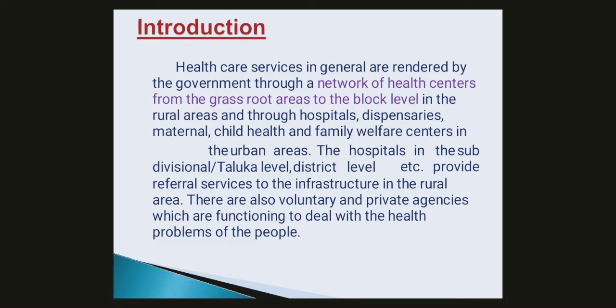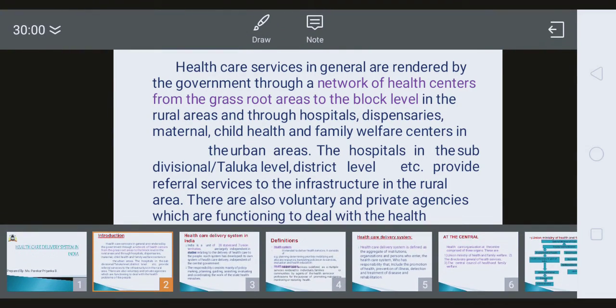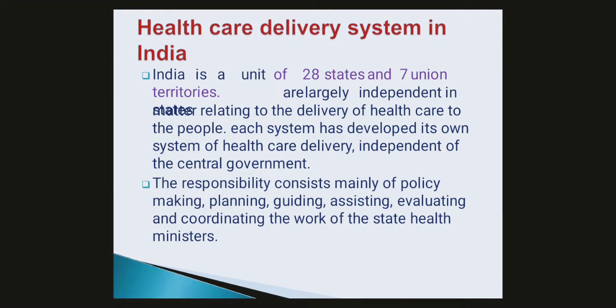Then next is the healthcare delivery system in India. India has 28 states and 7 union territories. States are largely independent in matters relating to the delivery of health care to the people. Each state has developed its own system of healthcare delivery, independent of the central government. The central government is responsible for policy making, planning, guiding, assisting, evaluation, and coordinating the work of the state ministers.